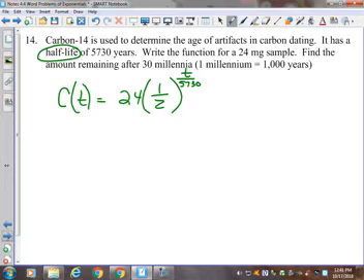Now, this is also the kind of thing you could use for radioactivity. Radioactive isotopes half every so many years. It's a different number, but it's still the same kind of concept. So now it says find the amount remaining after 30 millennia. A millennium is 1,000 years, so what's 30 millennia?